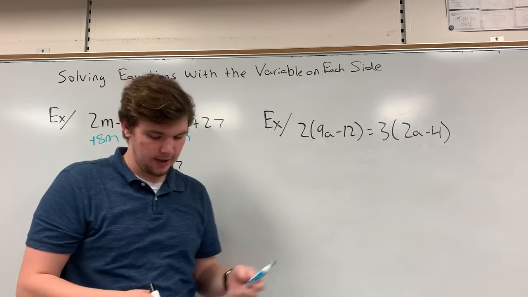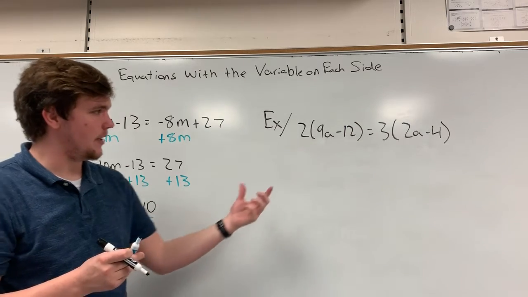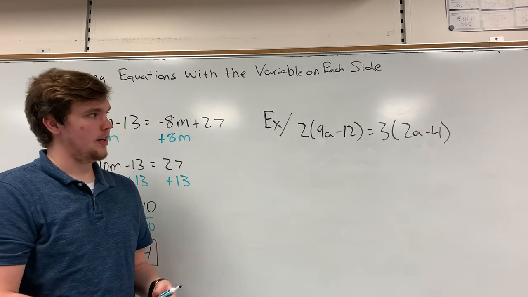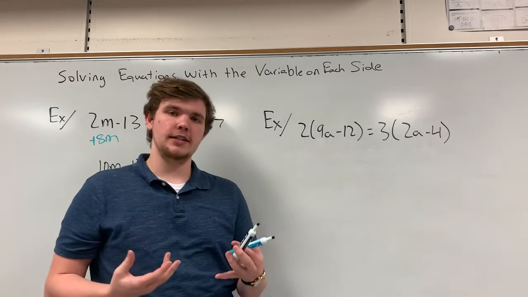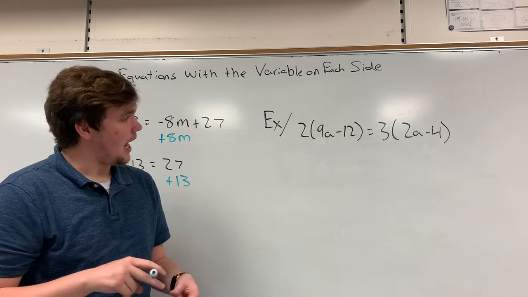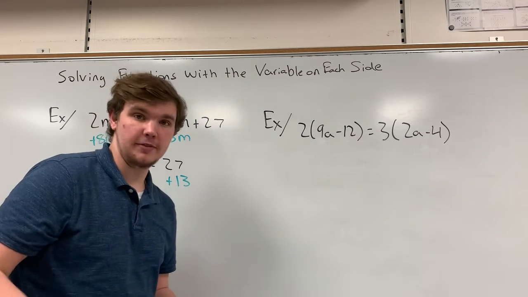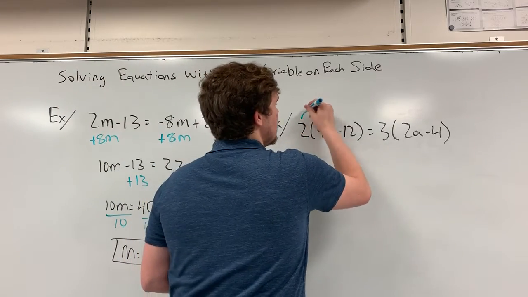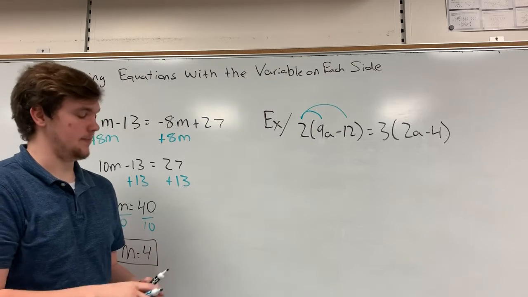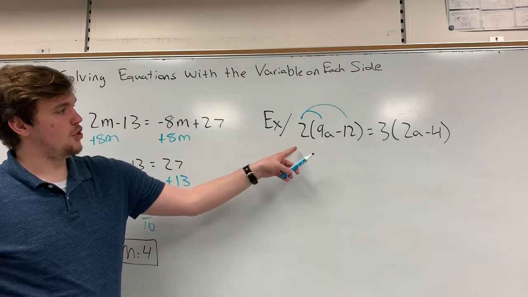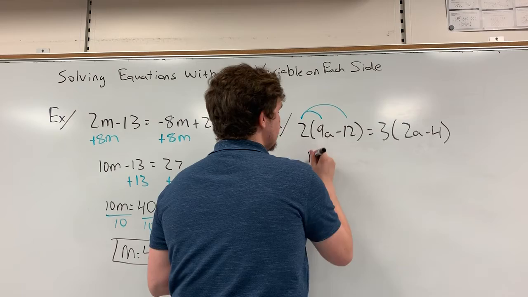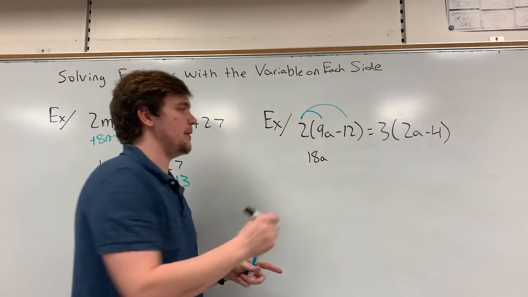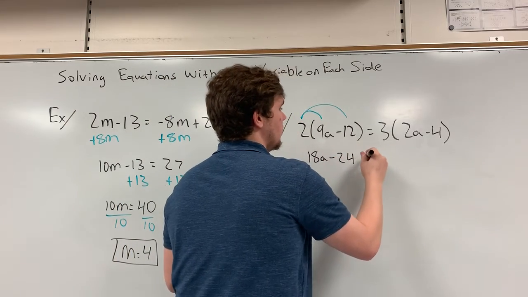Now this one over here looks a little bit trickier because I have these parentheses in there, and parentheses sometimes can be confusing, right? So how do I get rid of those parentheses? I can do it in just one step. I am going to use what's called the distributive property, remember? And I'm going to distribute this 2 to everything inside that parenthesis. So 2 times 9a gets me 18a, and then 2 times negative 12 gets me minus 24.